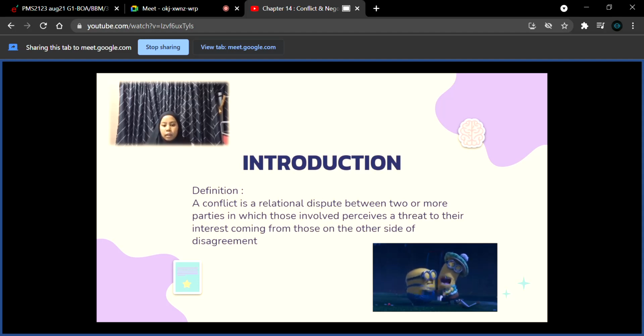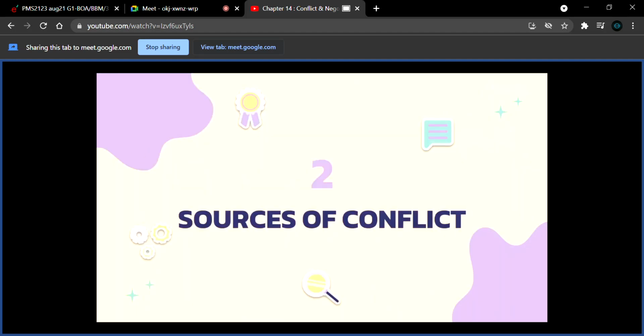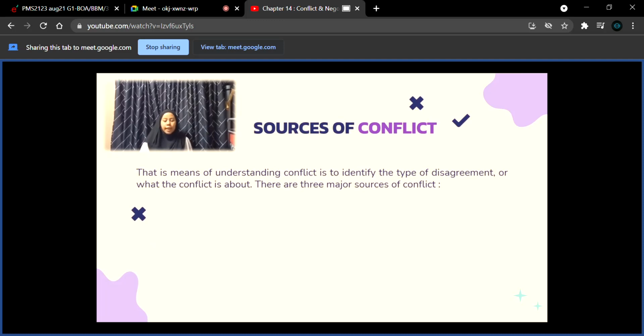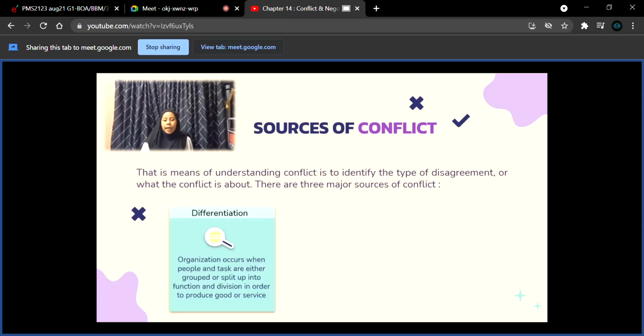Conflict is a natural occurrence in organizations, although not always occurring openly or in an extreme form. It can occur at both individual or group level. So there are three major sources of conflict. First, differentiation. Differentiation can happen when people and the tasks are either grouped or split up into functions and divisions.